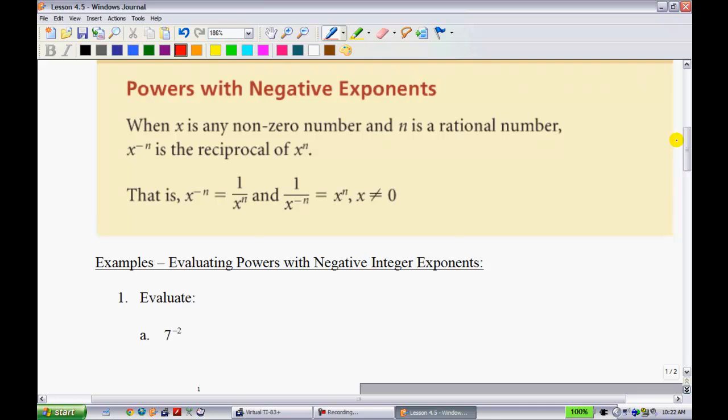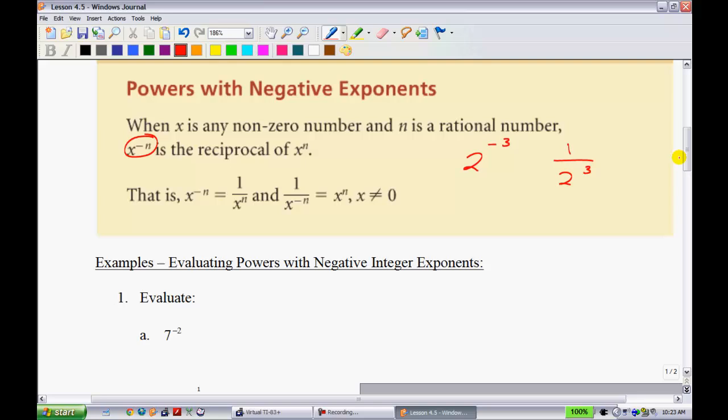So I talked to you about that because we're going to be taking the reciprocal quite a bit in this lesson. So whenever you see a power with negative exponents, what do you do? Well, it says here, when x is any non-zero number and n is a rational number, x to the power of negative n is the reciprocal of this. So all you're going to do, as an example, if you had 2 raised to the power of -3, you're just going to think of that as 1/2 to the power of +3. So you take the reciprocal of the 2, like so.